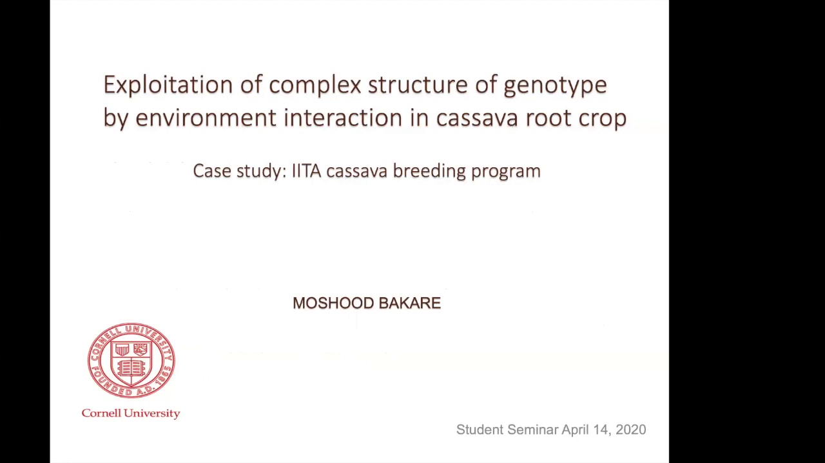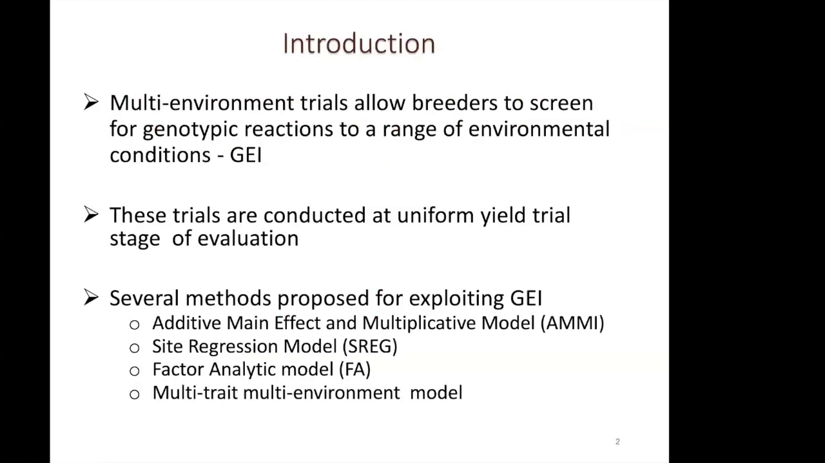Today, I would like to talk to you about exploitation of complex structure of genotype by environment interaction in cassava root crop using IITA cassava breeding program as a case study. So multi-environment trials allow breeders to screen for genotypic reaction to a range of environmental conditions, a phenomenon people refer to as genotype by environment interaction.